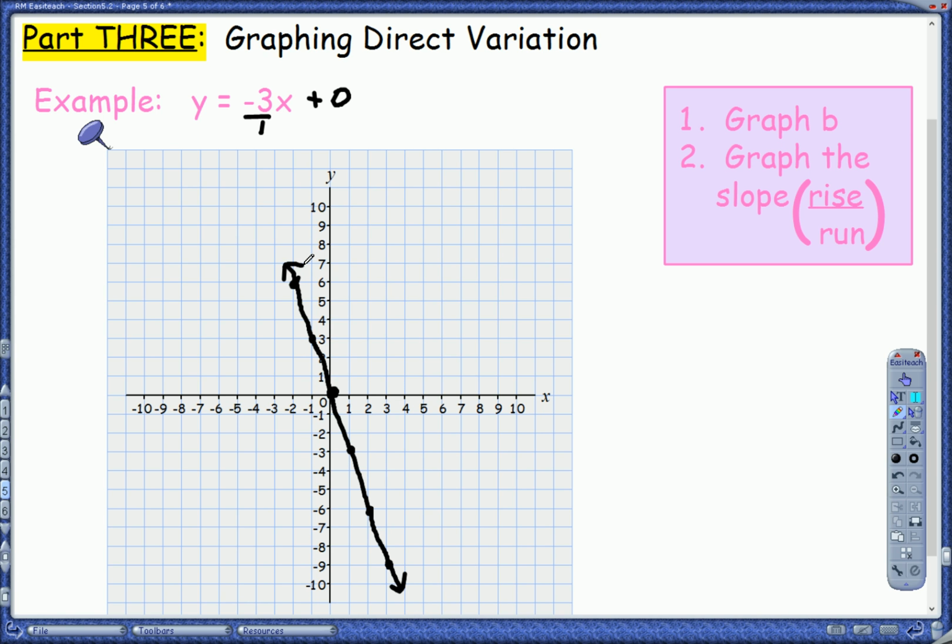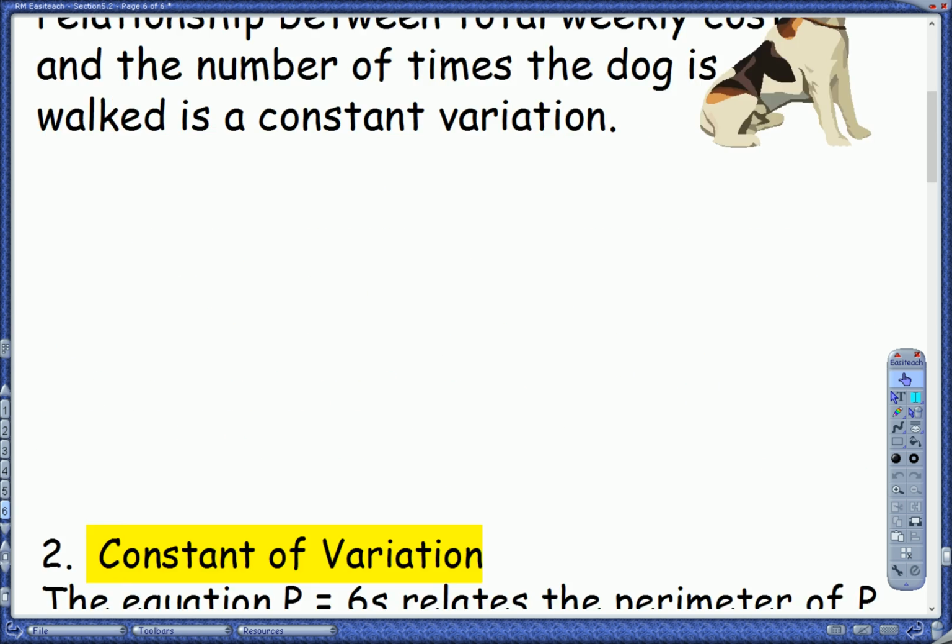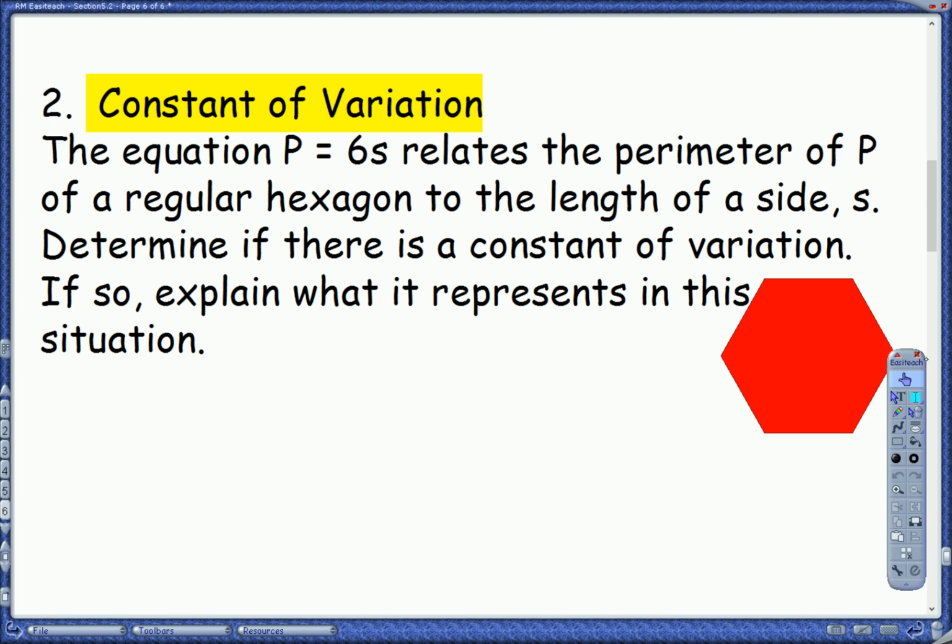Okay, so that's how you graph a direct variation. Graph the y-intercept at 0, then follow the slope to find the next point. Remember, the numerator tells you how far to go up or down, and the denominator tells you how far to go to the right. We'll skip that one. Okay, so here's just a word problem that's related to it.